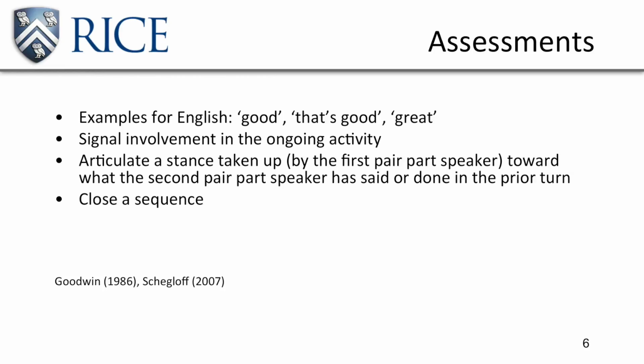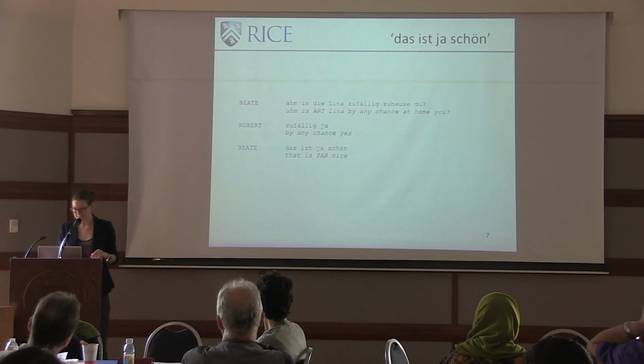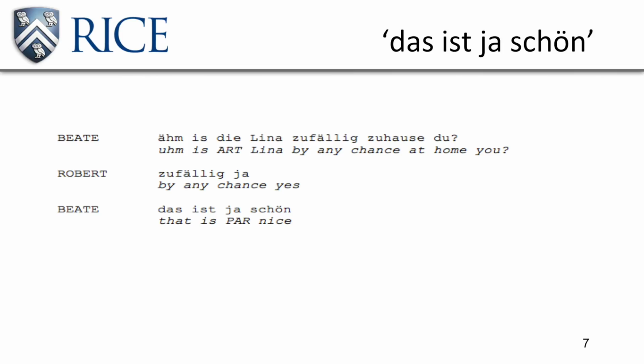Another example are assessments. Here are some examples from English: something like good, that's good, great, things like that. When you use them, you signal to your partner that you're really involved in the activity and in the conversation, and you also take a stance, right, to what the other one has just said. And of course, you close the sequence again. Germans do that too, of course. Here's an example. This is "ja schön," meaning something like, that's nice.